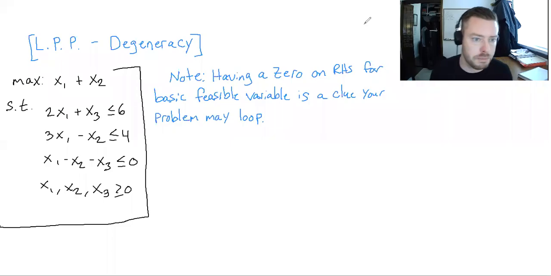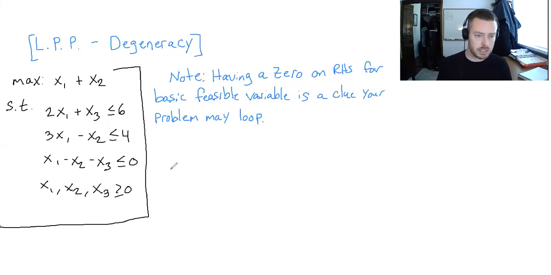Okay, so this is actually going to be a pretty quick one. This is for linear programming, on the topic of degeneracy. I have an example here where I want to maximize this objective function, x1 plus x2, such that 2x1 plus x3 is less than or equal to 6, 3x1 minus x2 is less than or equal to 4, and x1 minus x2 minus x3 is less than or equal to 0, where all three variables, x1 through x3, are greater than or equal to 0.